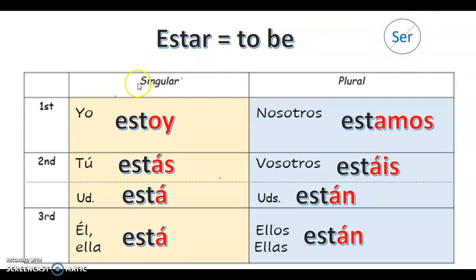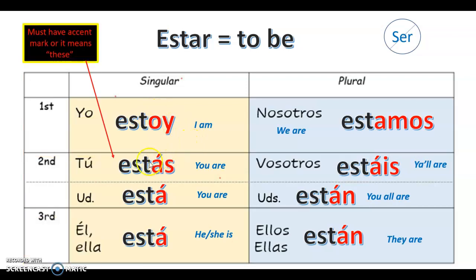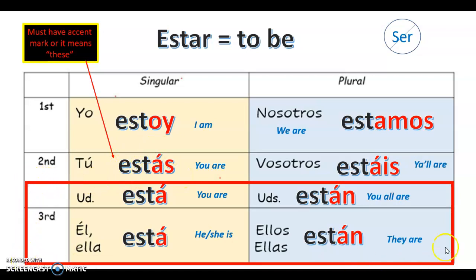So the verb estar sounds like estoy, estás, está, está, estamos, estáis in Spain, it's you all, están, and están. So it doesn't follow 100% the regular pattern because the yo form has a Y, but it does have an O in there. Also, you need the accent marks, and especially for estás, because otherwise it means these. Notice that these four are the same. So usted está is you are, but it just shares the same ending as he or she is. And the same with están. You all are, but it shares the ending with they are.